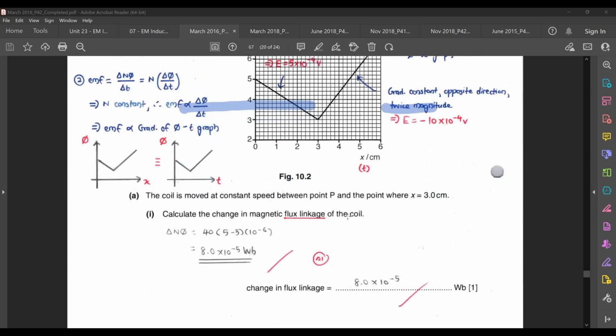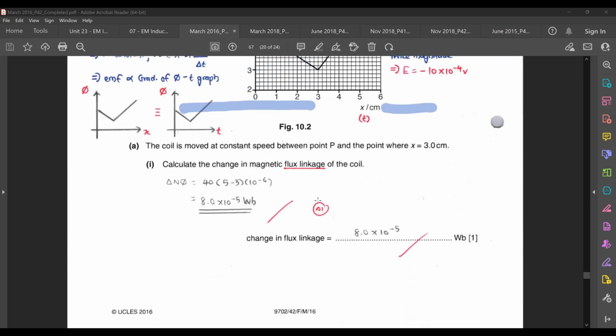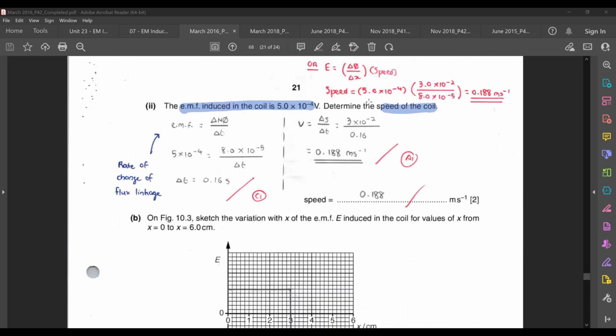So to do this question, let's consider this. If EMF is defined as rate of change of flux linkage, you already know the EMF value. You already know the flux linkage change. What you could find out is the time taken for your EMF to be produced. It's actually just going to be 0.16 seconds. So if you want to find out your speed, there is a relation between speed and time where speed is equal to distance over time.